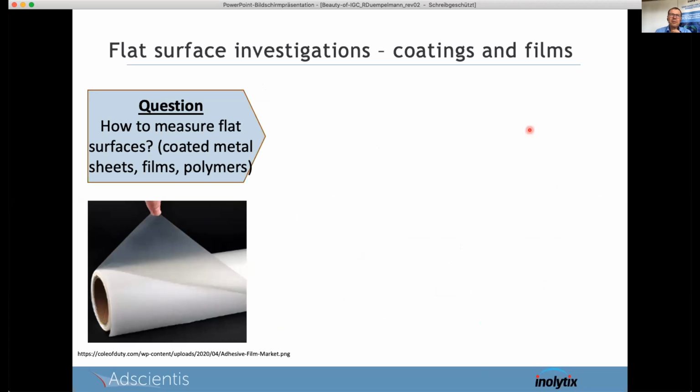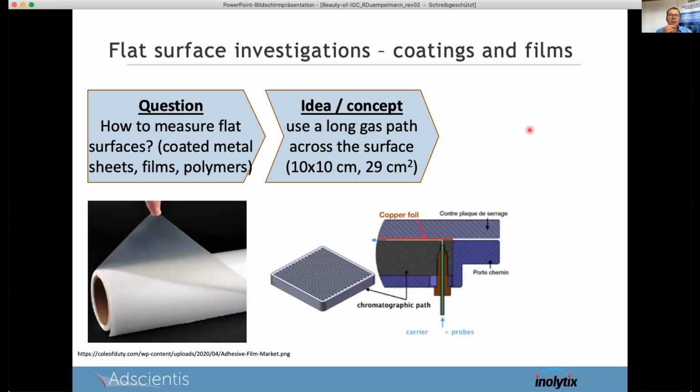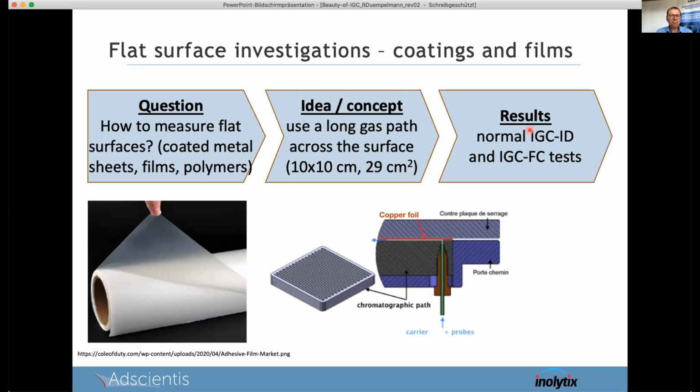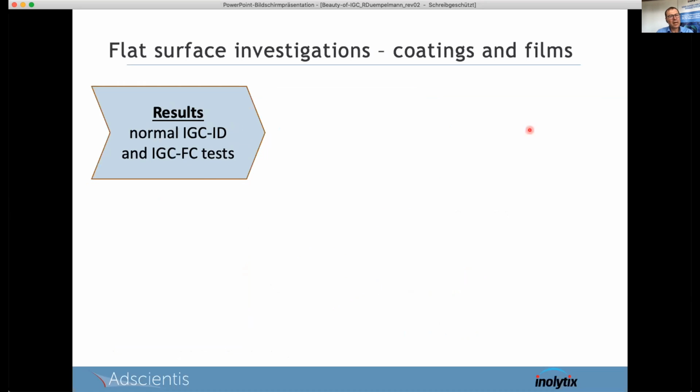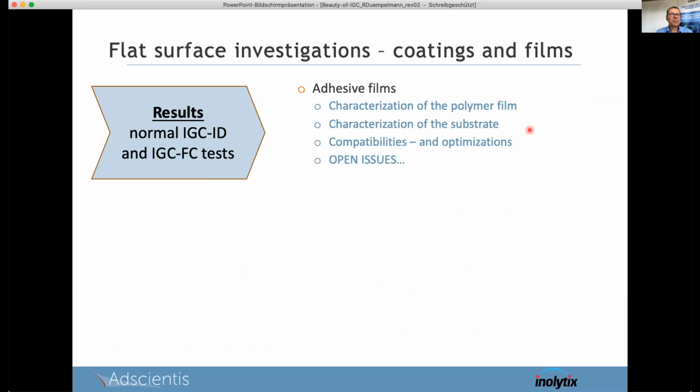My second story relates to flat surface investigation. We already talked about how to measure flat surfaces. They're coated metals, sheets, films, and polymers. And here my story goes in two different directions. First, we have seen the concept of the chromatographic path. You can apply standard IGC infinite dilution or finite concentration tests. Yes, that's possible, and you can get normal results.